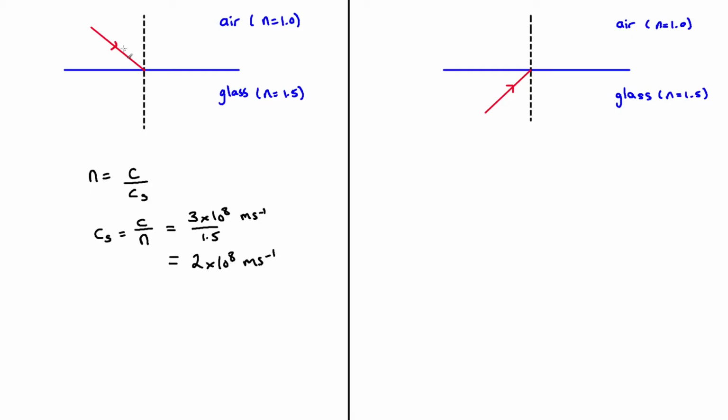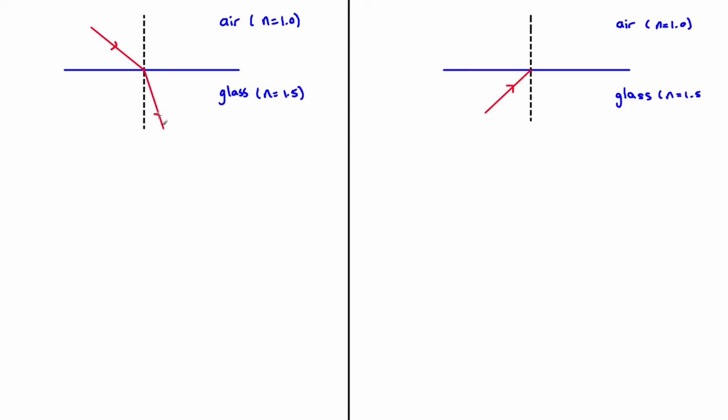So what will happen here as the ray of light passes across the boundary from air into glass, its speed will slow from 3 times 10 to the 8 meters per second to 2 times 10 to the 8 meters per second. The result of that then is that the ray of light will be refracted as it reaches this boundary, and it will be refracted towards the normal. So here is our normal line. A normal line is always drawn at 90 degrees to the boundary.